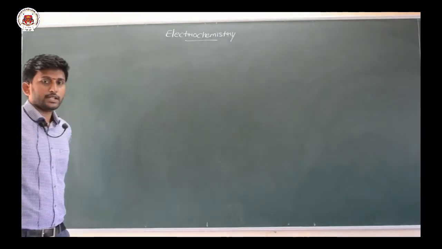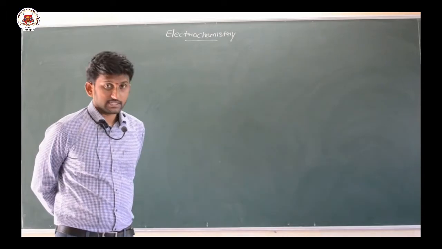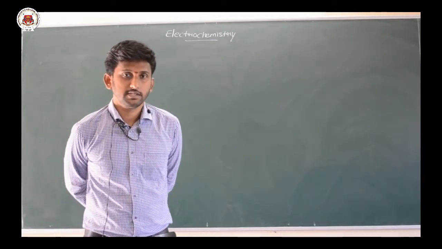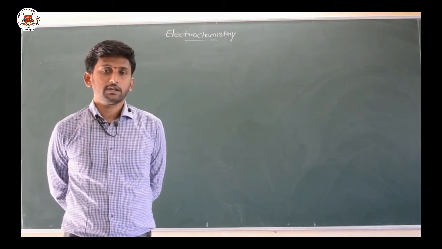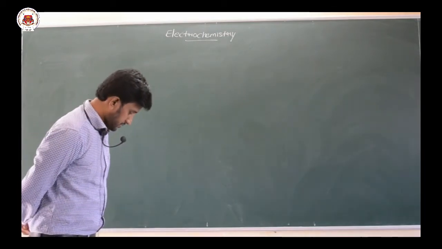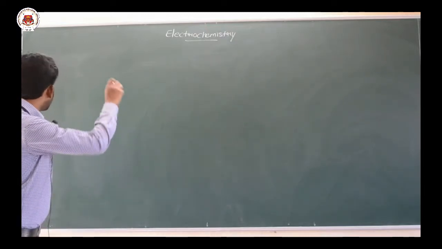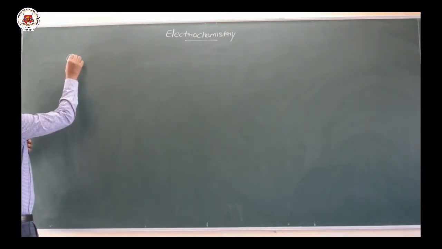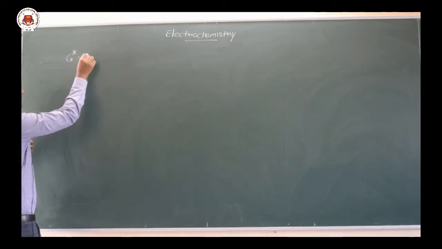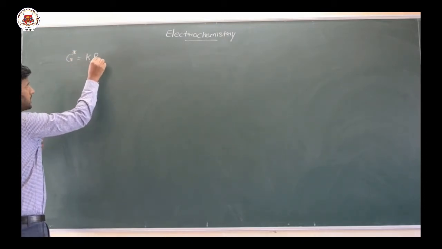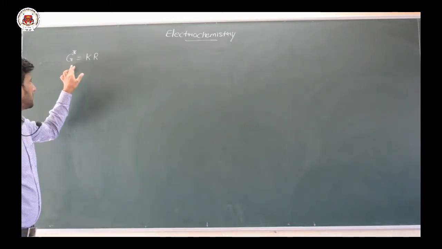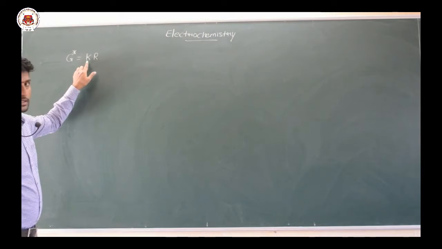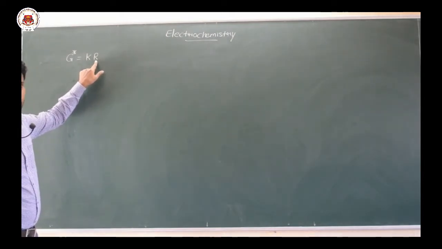Now, till last class, we are discussing the cell constant G star and conductivity of electrolytic solutions. Now, let us proceed further. We have seen that cell constant is equal to K into R. Cell constant is fixed for a particular type of cell, I told you. K is the conductivity of the electrolytic solution, R is the resistance.